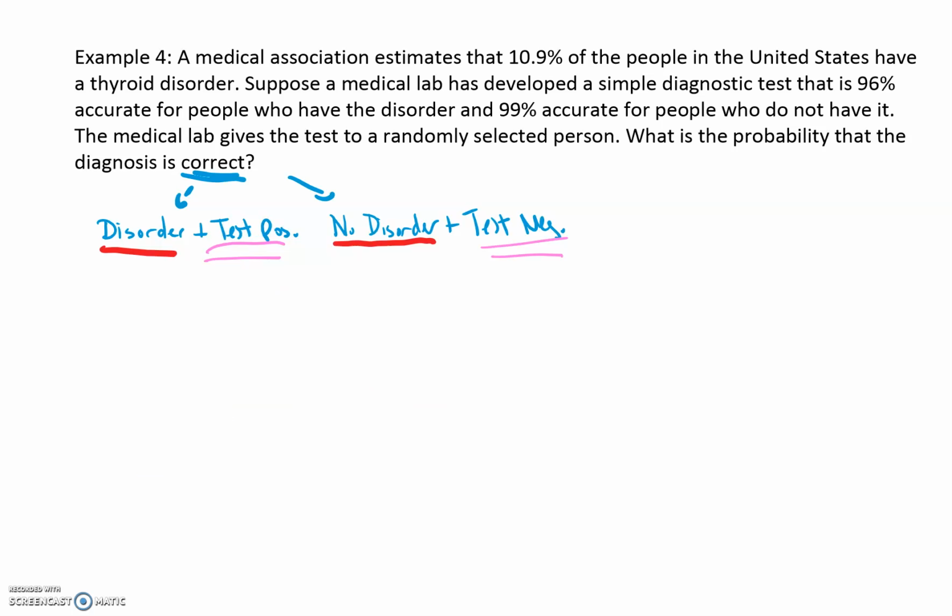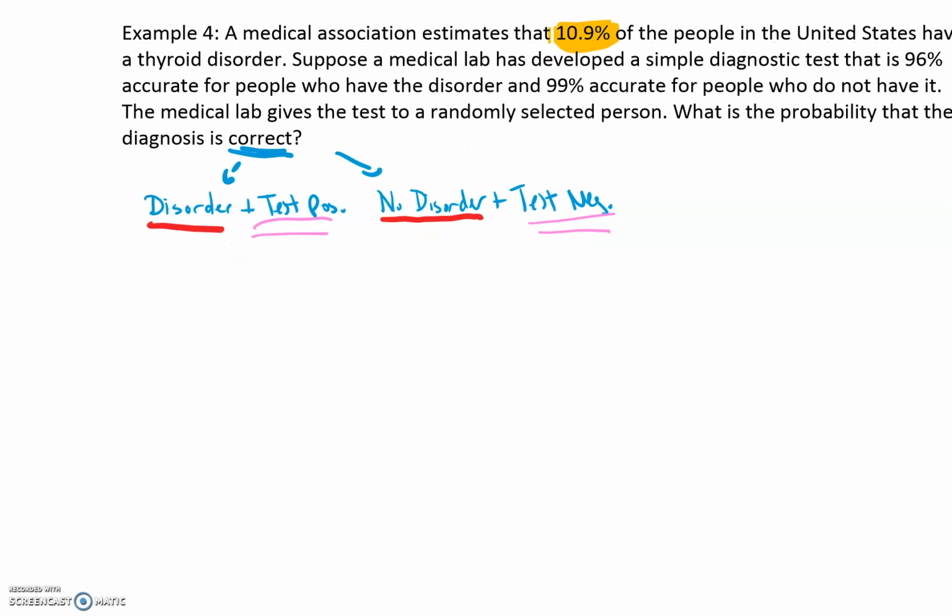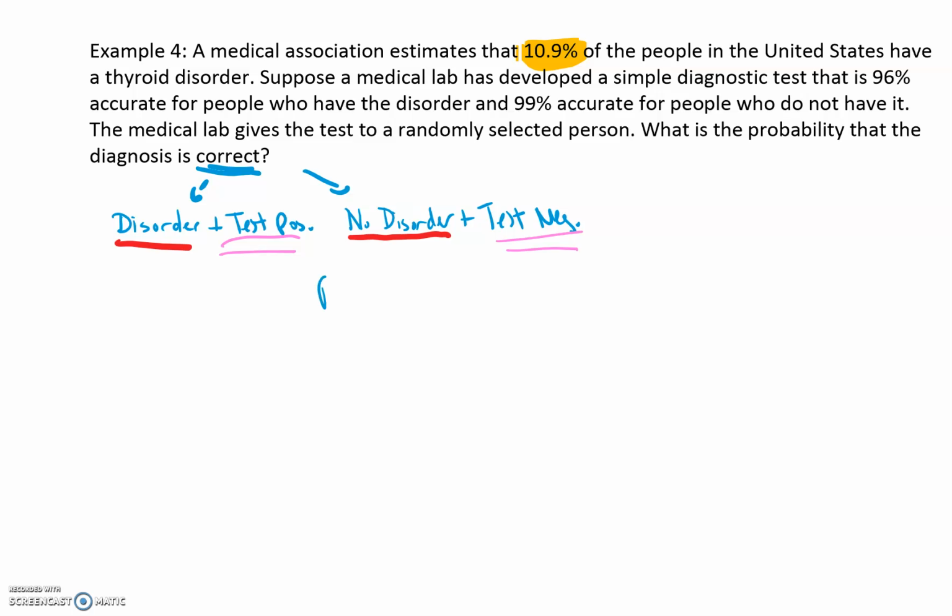Well, let's start with all the people. Because if we look at the very first sentence, a medical association estimates that 10.9% of the population of the US has a thyroid disorder. So we're going to start with all of our people, the population of the United States. Now, of all those people, 10.9% of them have a disorder, according to this estimate. Whether or not they get the test, whether or not they know it, the estimate is 10.9% of them have it. I'm going to convert that to a decimal, but you can leave it as a percent if you'd like.